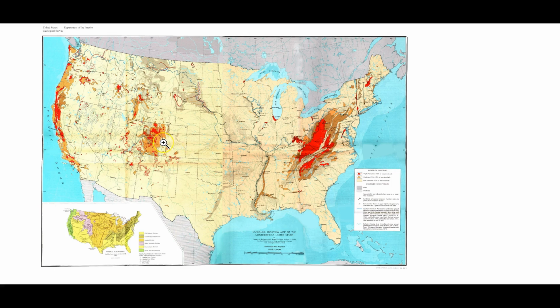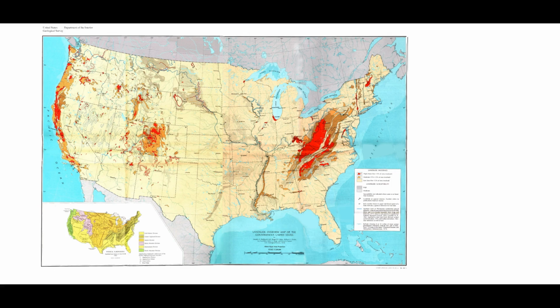Now, this map can be a little bit confusing because it uses some terms we're not familiar with. It talks about the incidence of landslides and the susceptibility of landslides. And you're going to look at an area of interest to you, but let's talk about what we're looking at first.